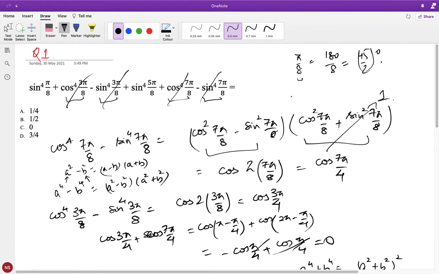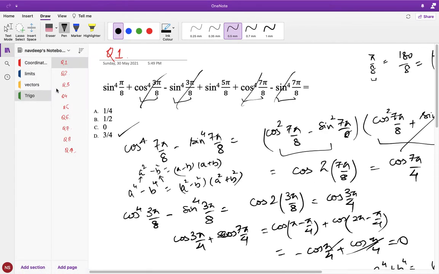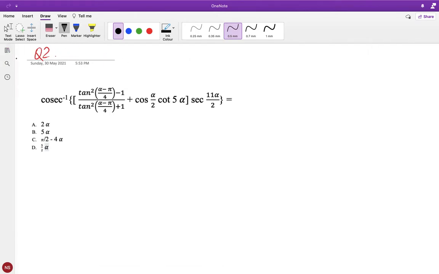So there are n number of ways to solve this problem. It's not that tough. We did it this way. Now let us look at the next problem.